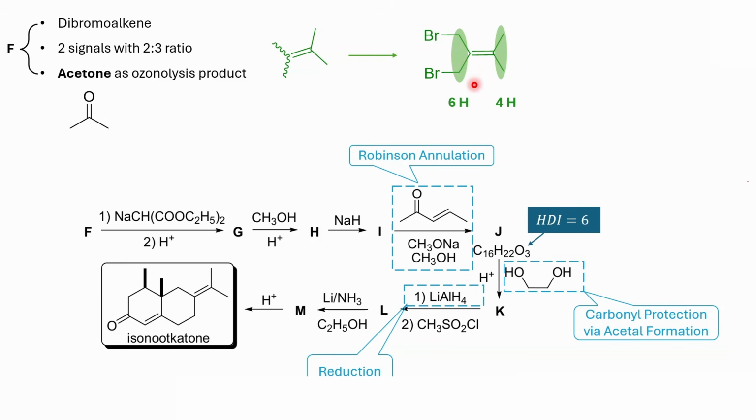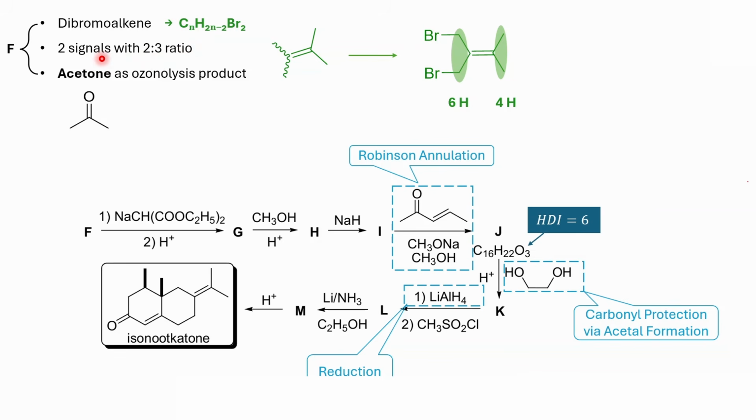Alternatively, we can use a generic formula for dibromoalkene, okay? So we know that it's an alkene, right? Alkenes usually have, for n carbon atoms, 2n hydrogens. But since we also have 2 bromines, we are saying that it has 2n minus 2 hydrogens. So this is a generic formula for dibromoalkene, okay?